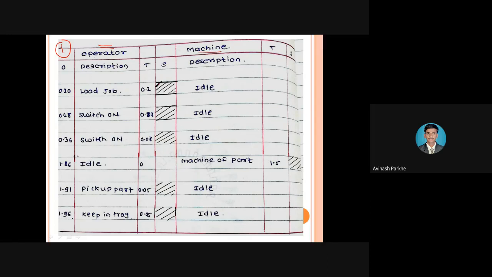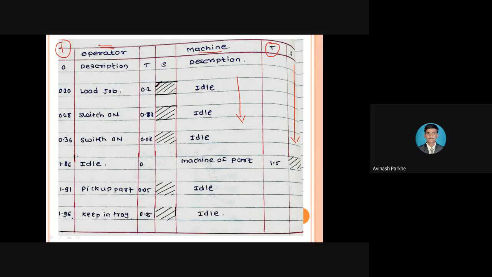Then the next column is for the machine. When the machine is starting and when the machine is off, those activities are also represented in this last column. The last column represents the time required to perform that particular operation, and it represents the working condition of that particular machine.